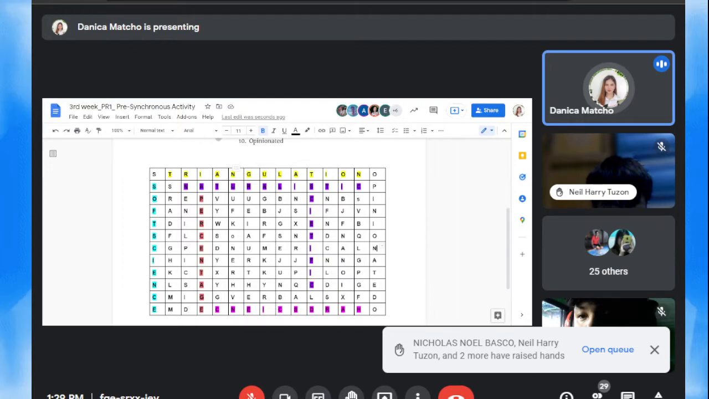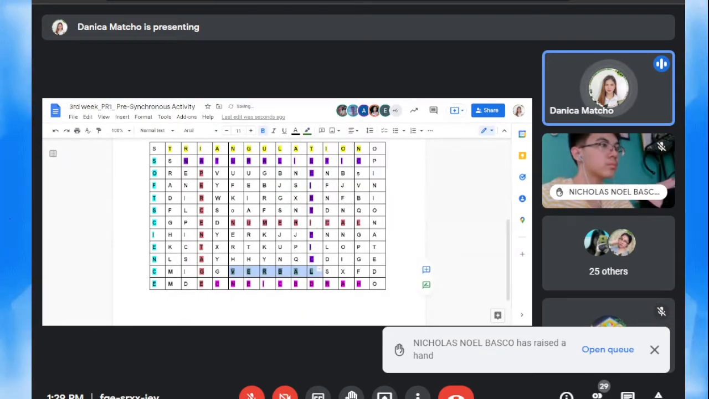Next, verbal. Where can we find the word verbal? Let us have Justin P. 6 column, 11th row. Pa right po. 6 column. Then, pang ilang row na? 11 po. Pa right. 11. Okay. So, this one.